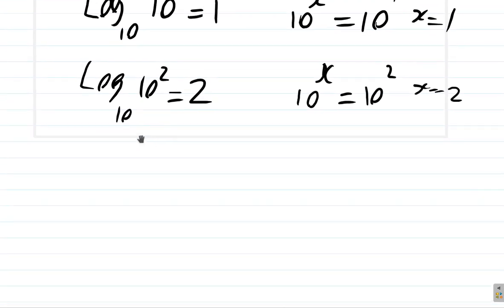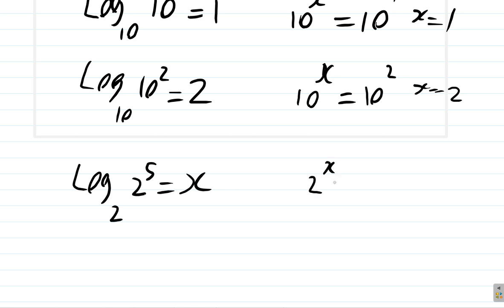Try again. We could use a different base, 2, you know. The logarithm, base 2, of 2 to the power of 5 is equal to x. What is x? 2 to the x equals 2 to the 5. Same pattern, you follow it? 2 to the power of x is equal to 2 to the 5th power. So, x must be equal to 5. So let's get rid of this x and write our 5 here. And so on and so forth.